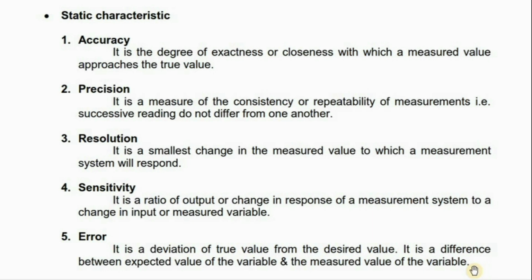For a good instrument, this value of error should be as minimum as possible. The difference between the true value and the measured value should be very, very low. So that is what we call static error. Hence it is said to be the difference between the expected value of a variable and the measured value of the variable.